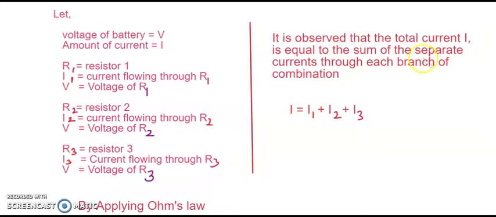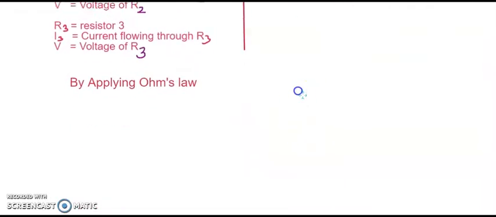Now in this case, it is observed that the total current is equal to the sum of the separate currents passing through each branch. So the total current in the circuit is equal to I1 plus I2 plus I3, because current is the one which is breaking off and distributed, whereas voltage is remaining the same. So again we are going to apply Ohm's law for each case. Let's say the battery.